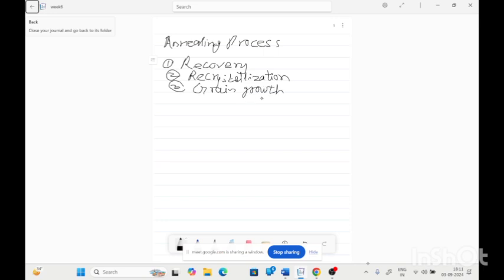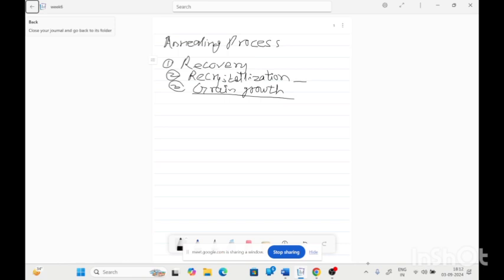So recovery is the release of strain energy by rearrangement of dislocations, like polygonization and formation of low angle grain boundaries. Recrystallization is the formation of strain free grains. We studied up to recrystallization in the week 5 lectures. So we will start with grain growth now in this lecture.